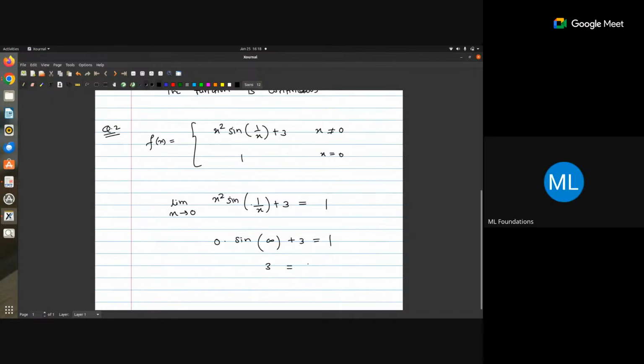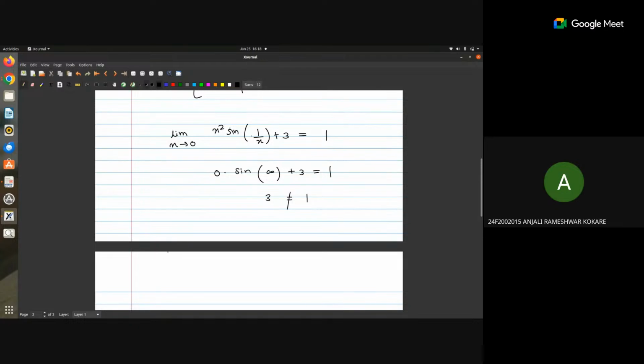So whether 3 is equal to 1? No. And that means what? The function is not continuous. Not continuous at, this is important, at x equal to 0. Oh, 0. Yeah, sorry, not 1. Correct.